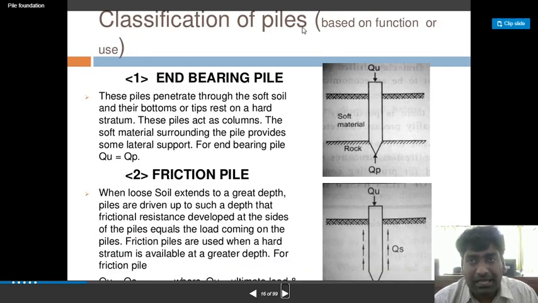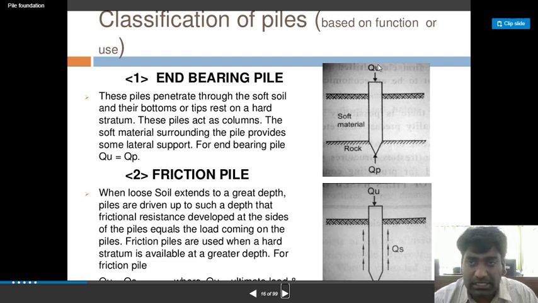Classification of piles based on the function and use. End bearing piles: these piles penetrate through the soft soil and their bottom or tips rest on a hard stratum. These piles act as a column. The soft material surrounding the piles provides some lateral support. For an end bearing pile, QU is equal to QP.